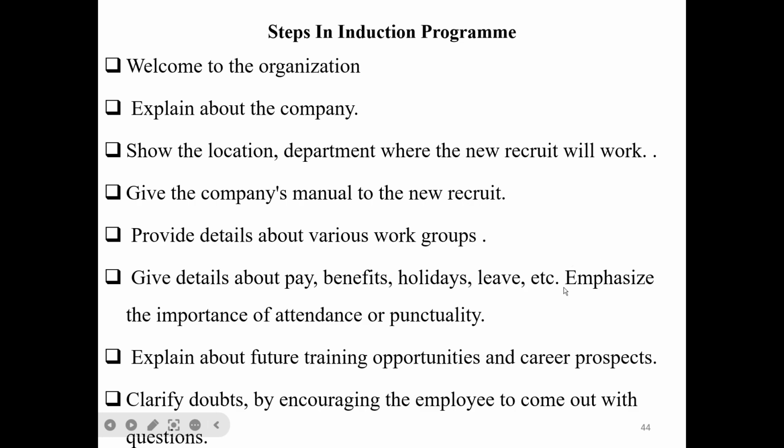It will be given. It emphasizes the importance of attendance and punctuality. Whenever we are working in a corporate company or a multinational company, weekends will be a holiday. Apart from that, sick leaves will be given and casual leaves will be given.